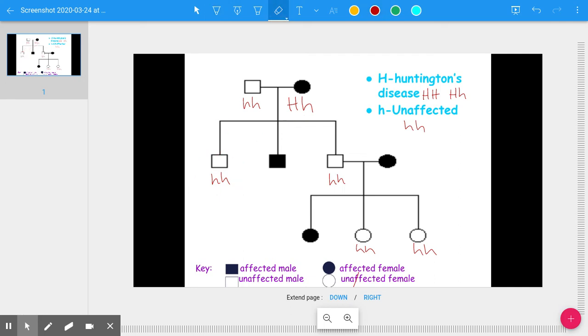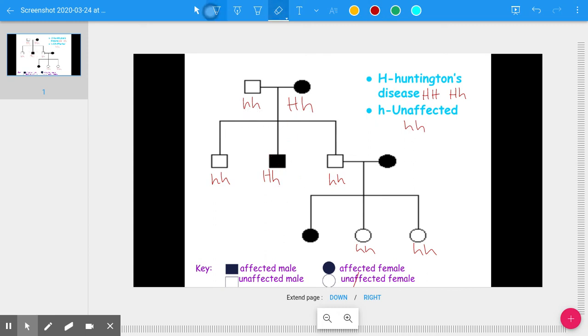Now let's figure out this one right here, this person. This person has Huntington's disease, so that means this person has a dominant allele. That dominant allele had to have come from the mother. So let's look at what the father can give. The father can only give one of his two recessives. So he's going to give that recessive, and that means that this offspring is going to be heterozygous, just like the mother. Let me erase this, clean it up a little bit.